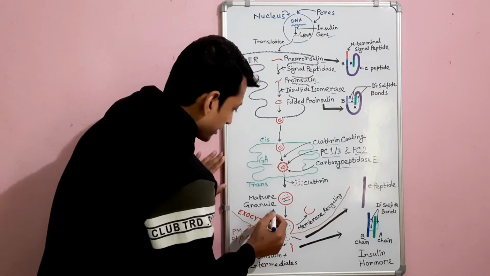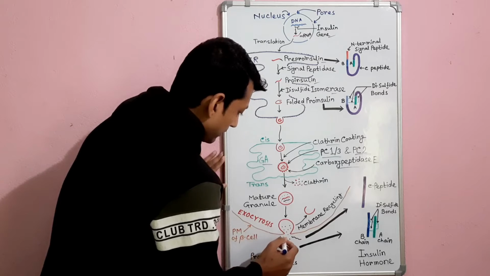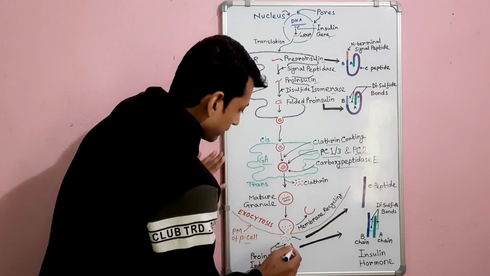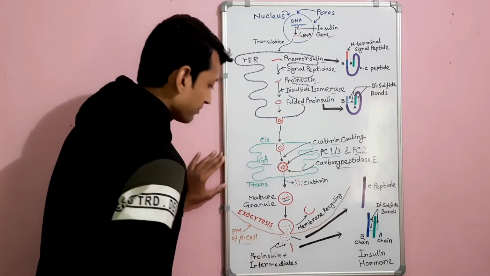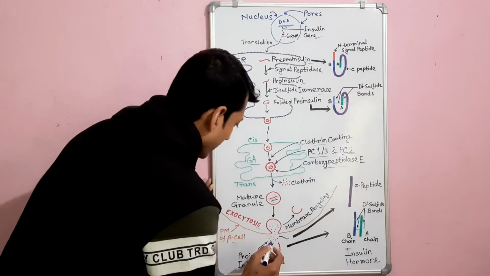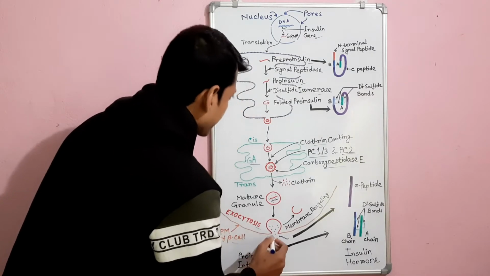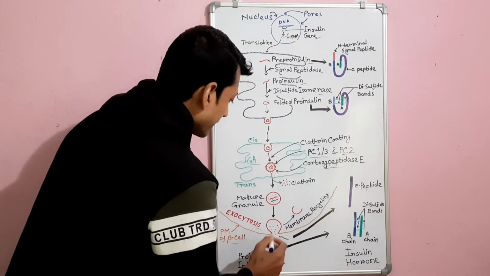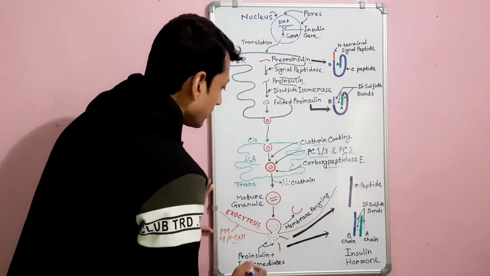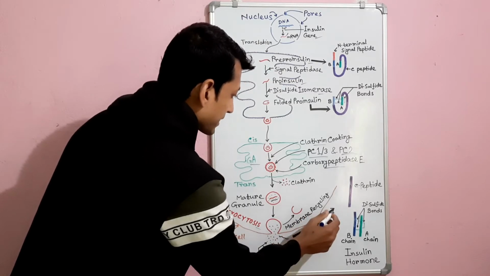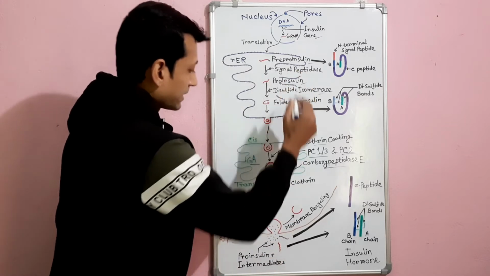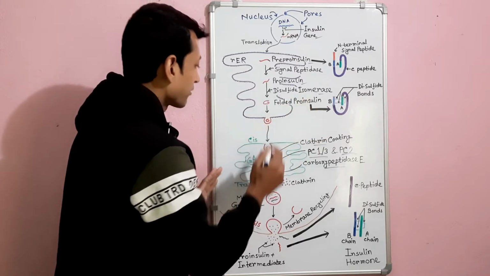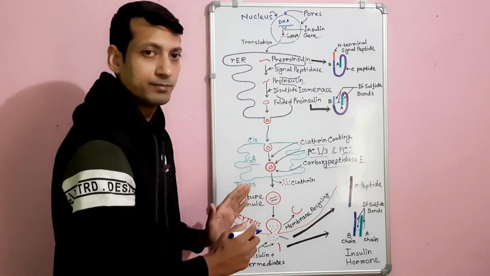Now, this mature granule then fuses with the plasma membrane of the beta cell and releases its content into the bloodstream via the exocytosis mechanism. A small amount of proinsulin escapes the enzymatic cleavage and is secreted in intact condition into the bloodstream along with insulin and C peptide. So, this is the very general concept of insulin hormone biosynthesis and release mechanism.